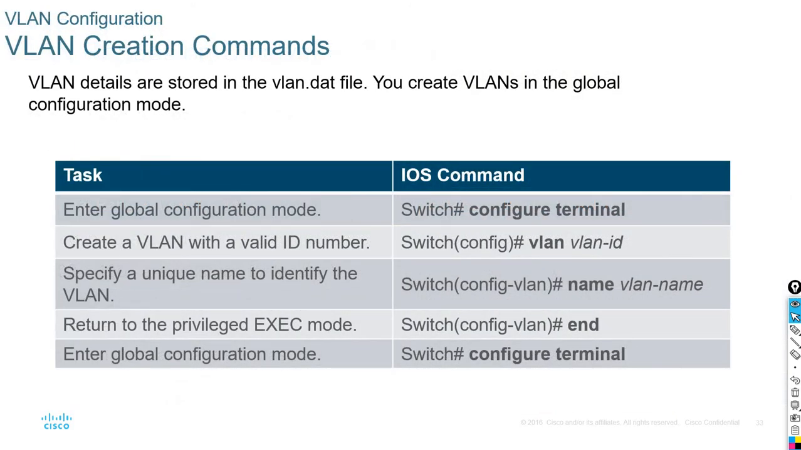So, VLAN creation commands. VLAN details are stored in a vlan.dat file. We create VLANs in global configuration mode generally. So configure terminal, create a VLAN with a valid ID number, vlan vlan-id. Specify a unique name to identify the VLAN: name vlan-name. Then return to privilege mode. You can use the command end, and again you enter global configuration mode with config t.